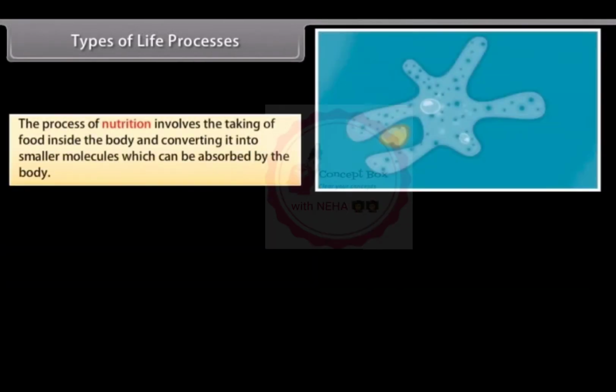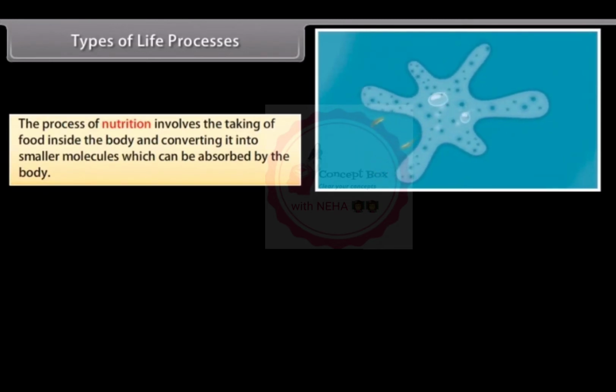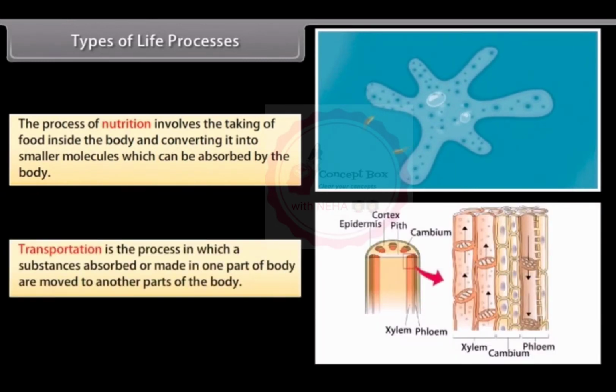The process of nutrition involves taking food inside the body and converting it into smaller molecules which can be absorbed by the body. Transportation is the process in which substances absorbed or made in one part of the body are moved to other parts of the body.